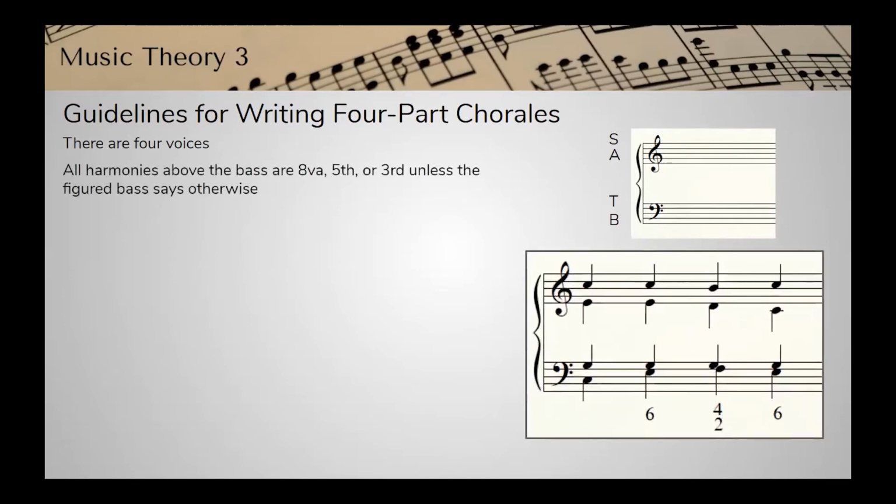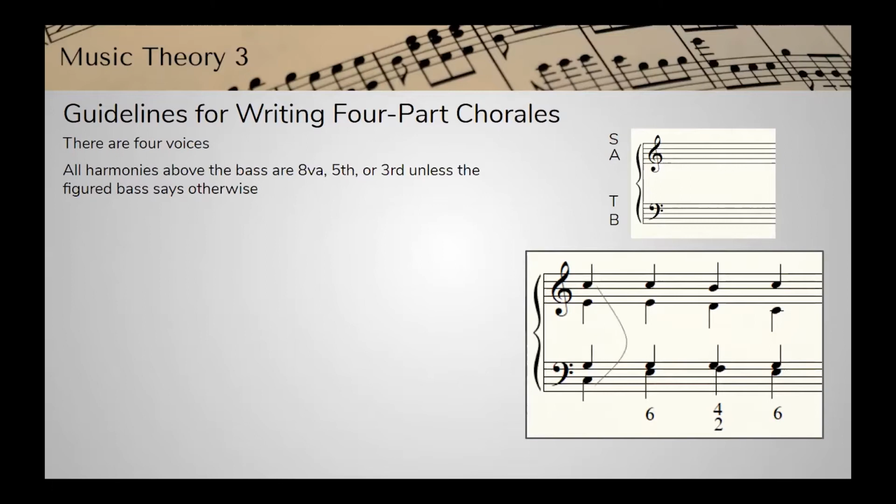Okay. And all harmonies above the bass are going to be octaves, fifths, or thirds, unless the figured bass says otherwise. So if there's a bass note with no number under it, you know that that note will be harmonized with an octave, a fifth, and a third. Okay? If there's another number, you know that that's an exception to the normal triad that we're building. It's a different kind of thing. It could be an inversion, it could be a seventh chord. Okay, but the numbers mean to break that normal default of octave, fifth, and third.